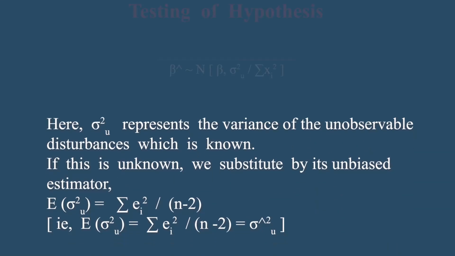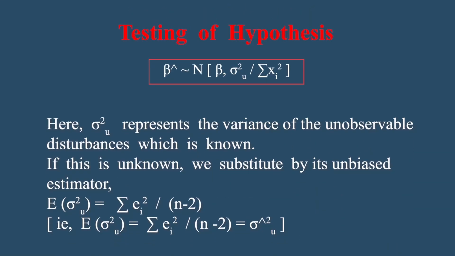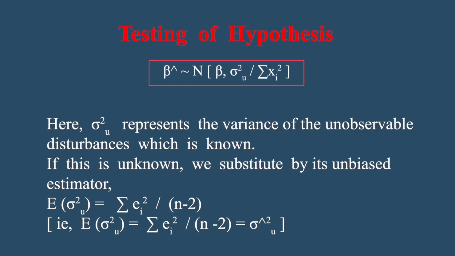So that is how the underlying normal distribution of this particular Z statistic arises. This goes back to the properties of the beta hat, which is normally distributed with the mean of beta and variance of sigma square u by summation of xi square. But it has to be noted that the variance of the disturbance term is known.